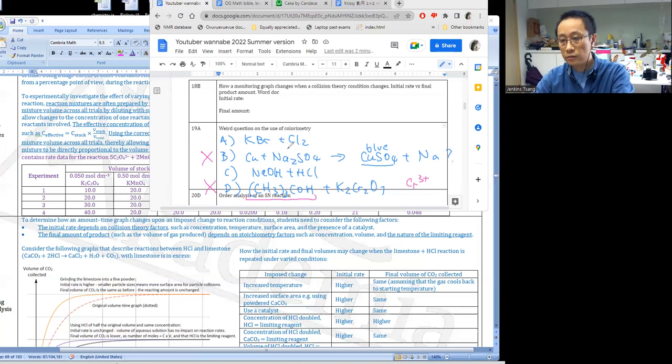So A is the correct answer because C is a real reaction. However, all the reagents like the base and the acid, as well as the resulting salt, are all colorless. So there's no detectable color change during the reaction. And A will be the correct answer because when you react KBr with chlorine, you get the displacement reaction.